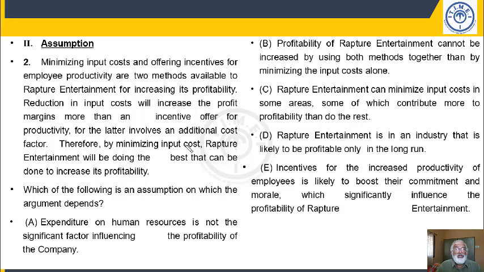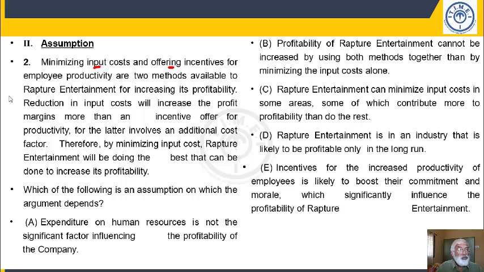Look at your situation, recognize what they're talking about, work out what the components are. That means where's the conclusion, what are the premises, realize what the line of reasoning is that puts it together, and therefore what the gaps are and what must fill those gaps. Minimizing input costs and offering incentives for employee productivity are two methods available to Rapture Entertainment for increasing its profitability. That means if they intended to increase profitability, they have two methods available. That means they can minimize input costs and they can offer incentives.